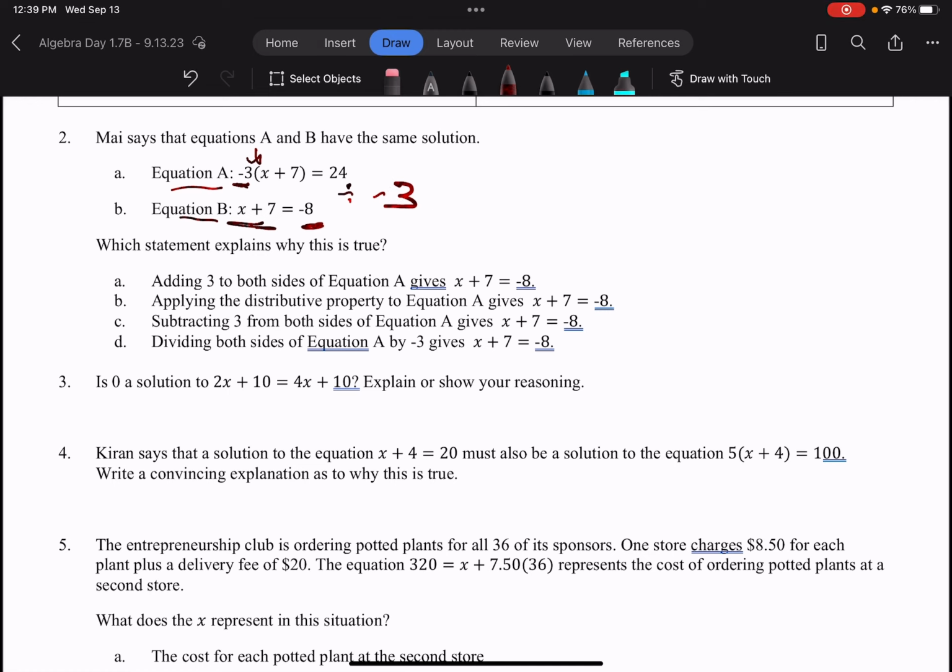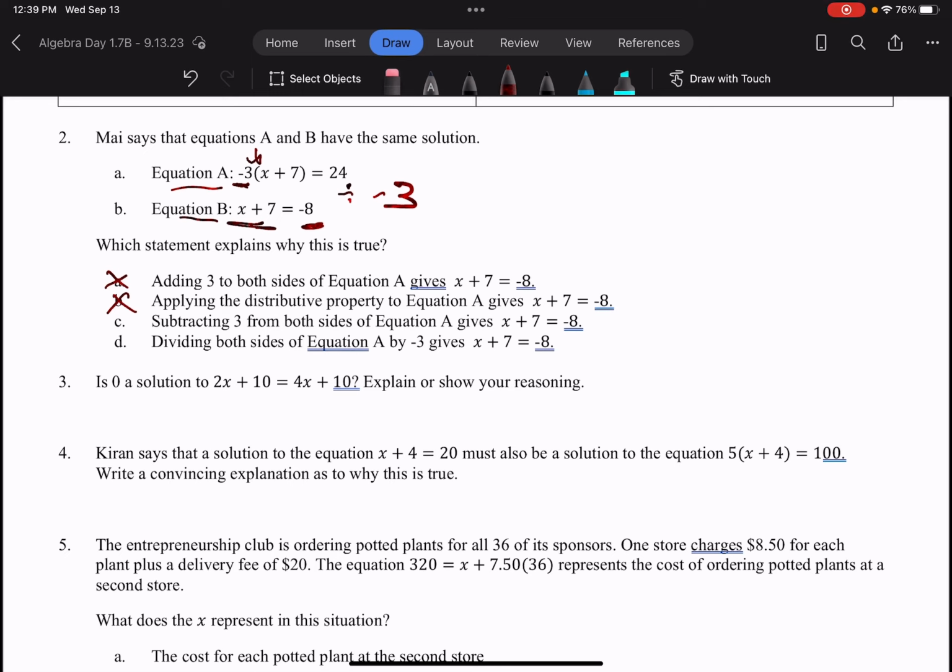Okay, so looking at our answer options, did she add 3 to both sides? No, that would be a terrible move because this is multiplication, we can't suddenly just start adding and subtracting things. B, apply the distributive property. So if she applied it, it would now be negative 3x minus 21. So that's not true. C, subtracting both sides. Again, that's the same problem as A.